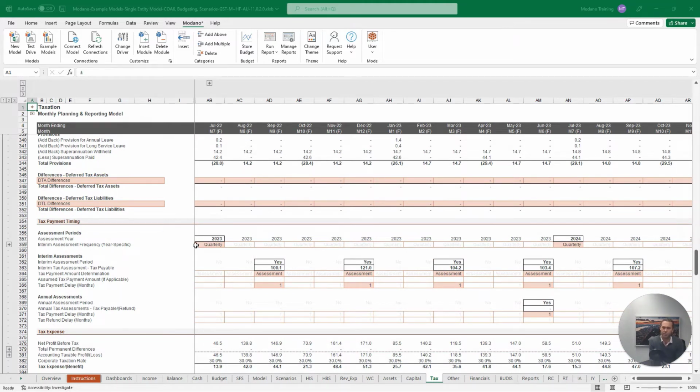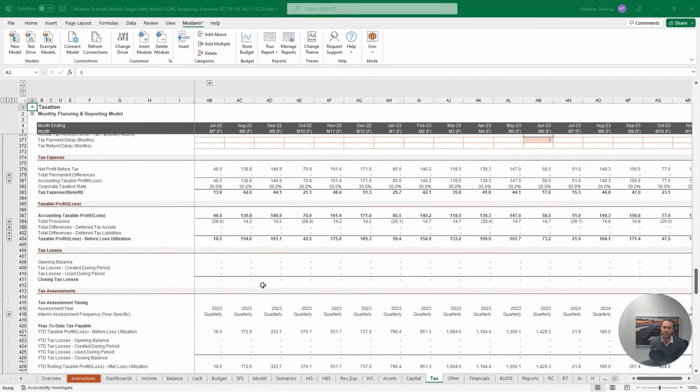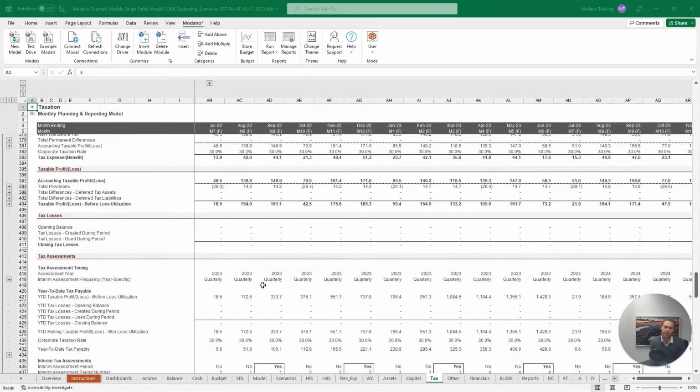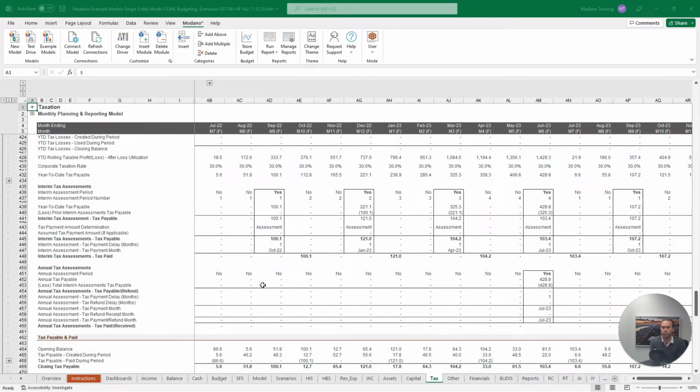In this example, quarterly tax assessments have been assumed, with tax payments being made in the month after the end of each tax assessment quarter. The remainder of the corporate taxation analysis forecasts each of the corporate tax components based on these assumptions, starting with tax expense and tax payable before allowing for tax losses, tax assessments, and deferred tax assets and liabilities. Each of these more complex components will be discussed in more detail in separate, more advanced videos, so for now, let's walk through the main tax calculations.